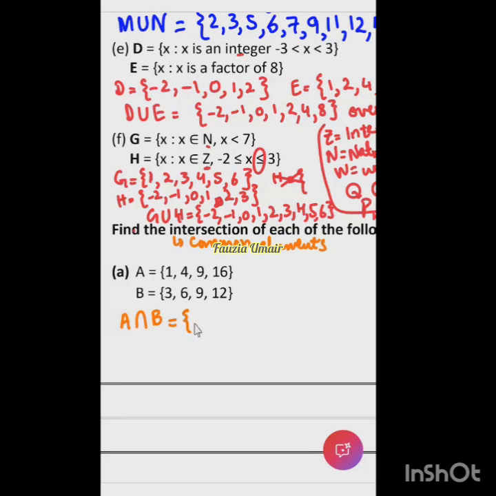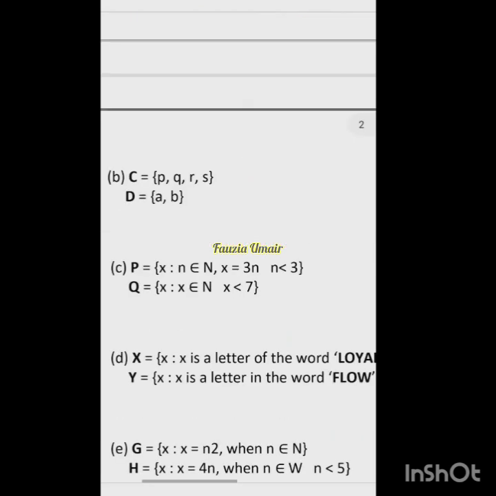9. So this is called a singleton set. I'm reminding you of these vocabulary words again and again. What is a singleton set? One containing just one value, right? So A intersection B is 9 and this is called a singleton set. So moving on to the B part.